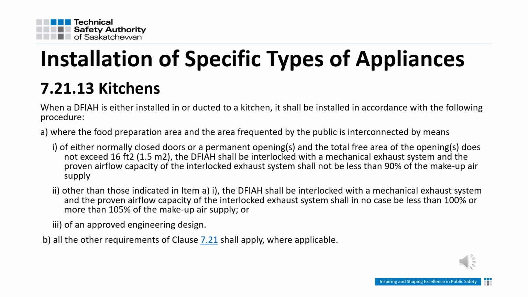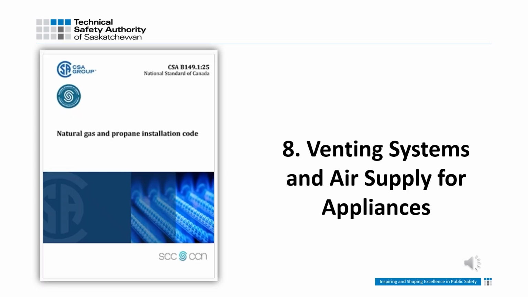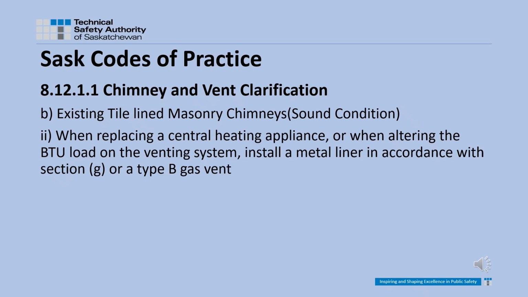Section 8. Venting Systems and Air Supply for Appliances. 8.12.1.1. Chimney and Venting Interpretations in the Saskatchewan Codes of Practice, Section B. Existing tile line masonry chimney in sound condition. Part 2. When replacing a central heating appliance or altering the BTU load on the venting system, install a metal liner in accordance with Section G or a Type B gas vent.